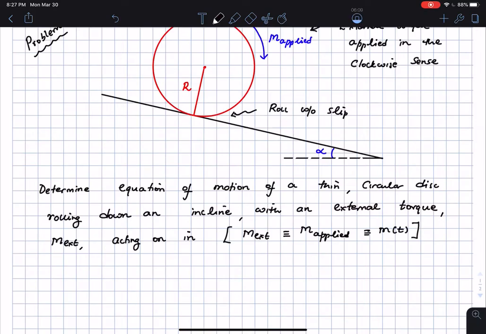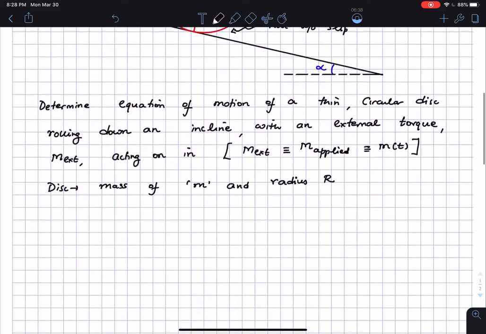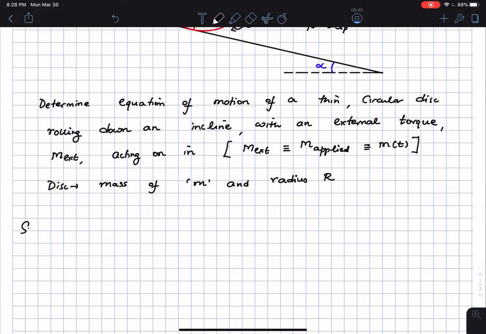This is capital M, and the disk has the following parameters. The radius of the disk is capital R. Let's say the mass is little m. The disk has a mass of little m and radius capital R. And it's rolling without slip, which means that the friction force here is the static friction force. All right, so let's do this problem step by step. So the solution.